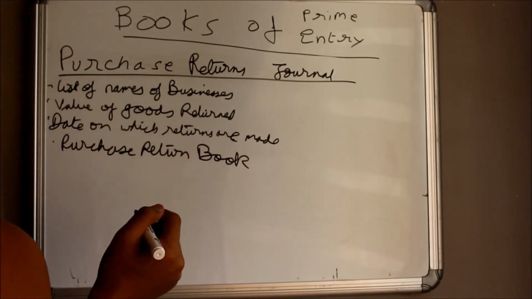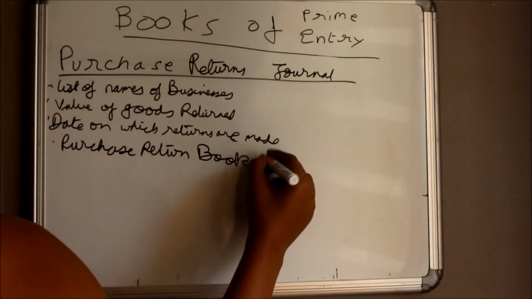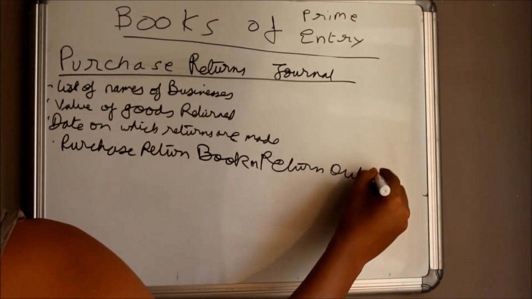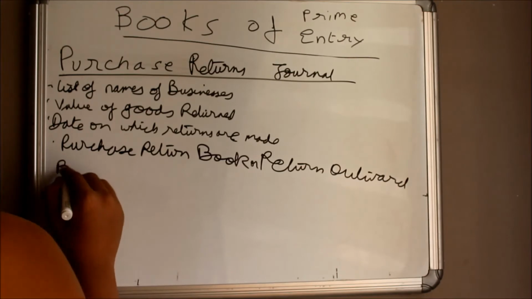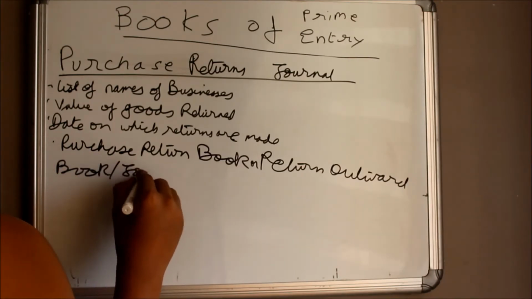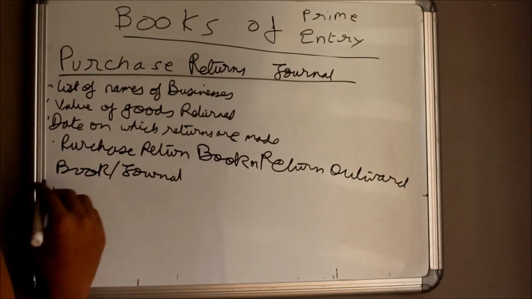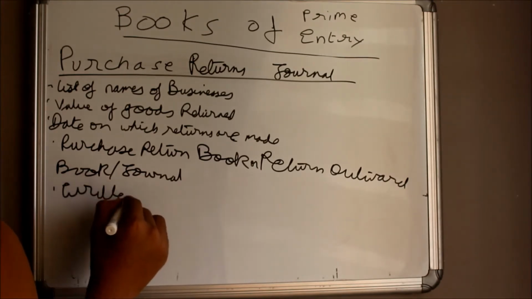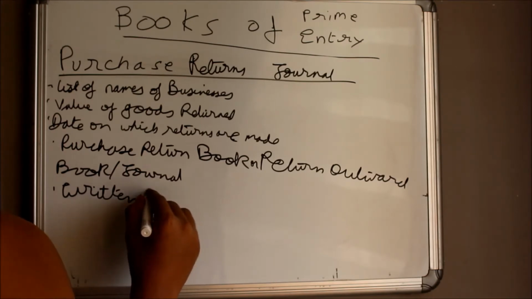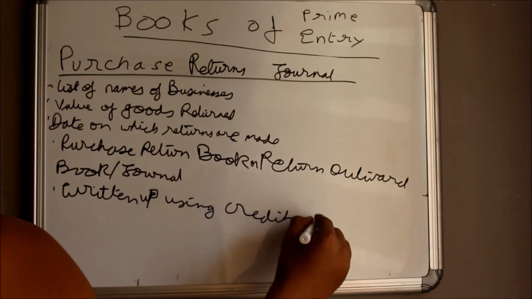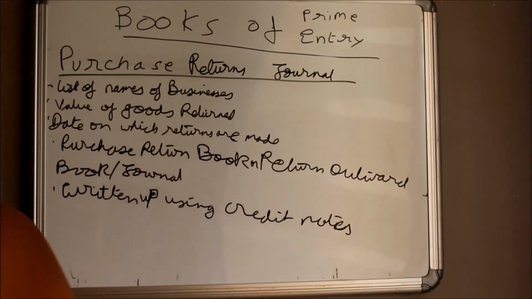and it is also known as the return outward book or the return outward journal. So these are different types of names for the purchase returns journal. It is written up using credit notes received from suppliers. So this is what a purchase returns journal consists of.